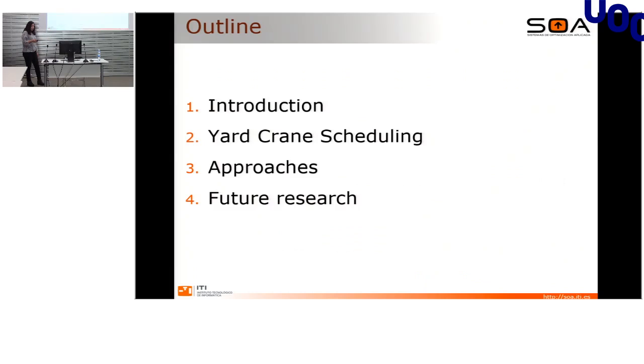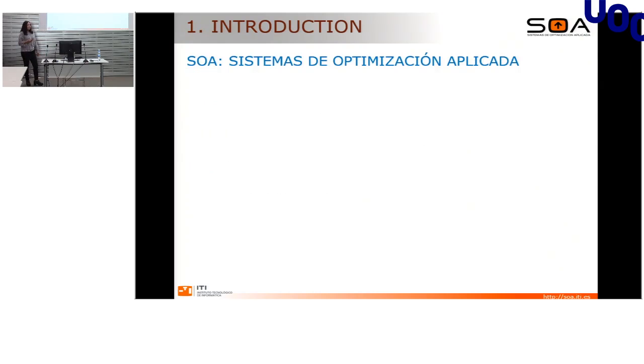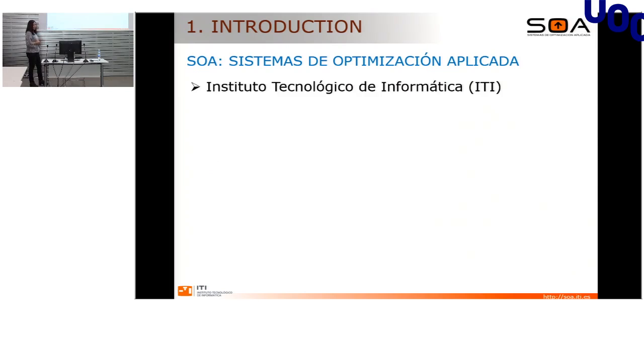So this is the outline of the presentation. First, a short introduction of my research group and the problem I'm working on now, the yard crane scheduling problem, the approaches we are developing, we are working on now, and the future research. So the research group is the SOA group, Sistemas de Optimización Aplicada. We are inside the Instituto Tecnológico de Informática at Universitat Politècnica de València.